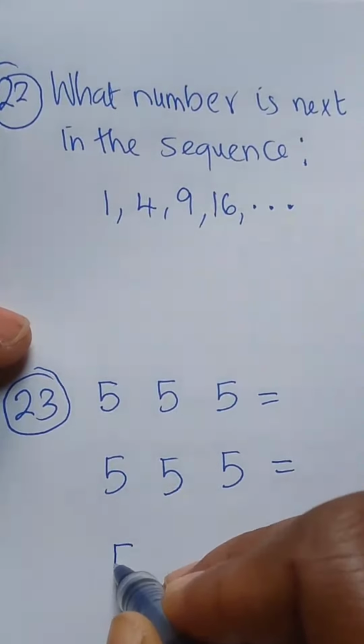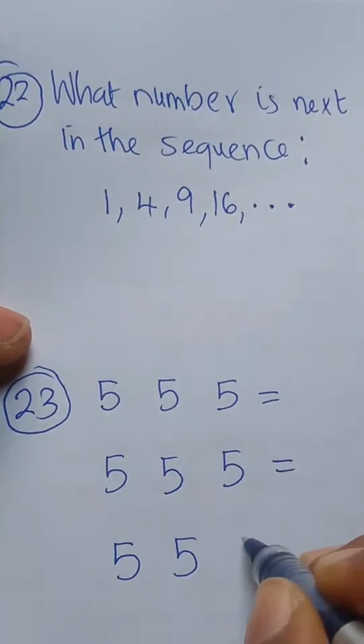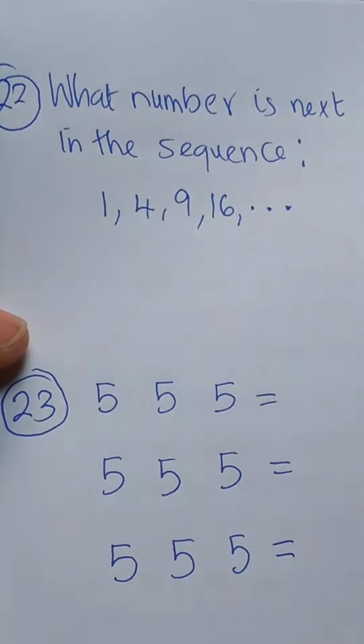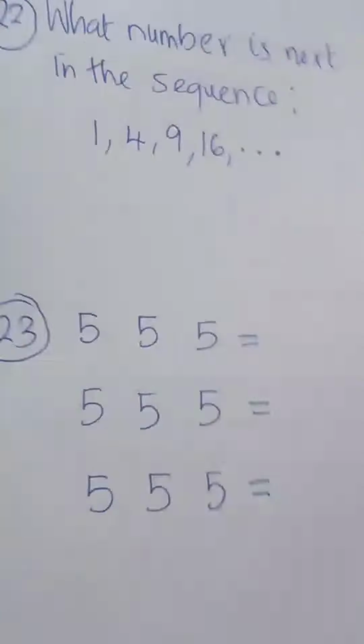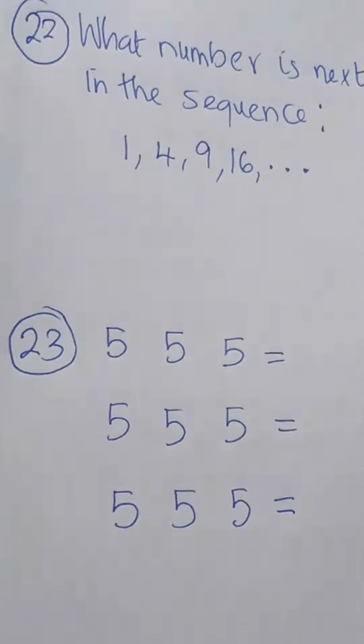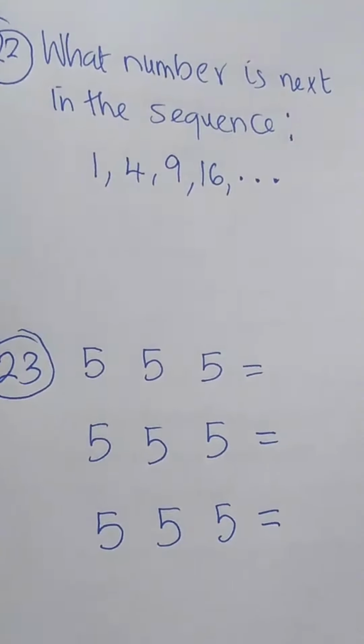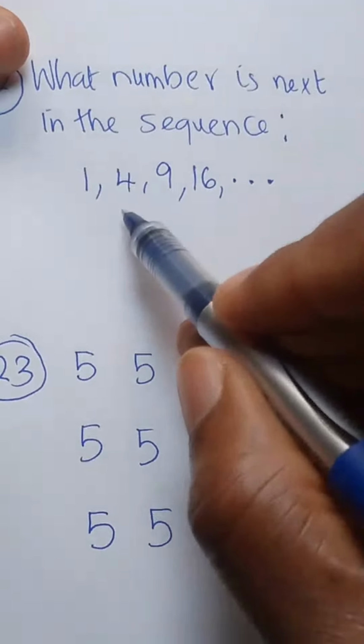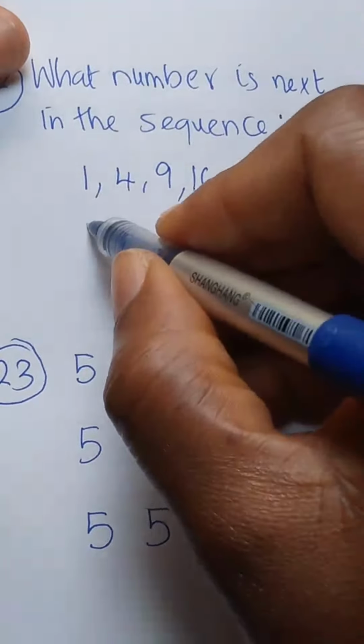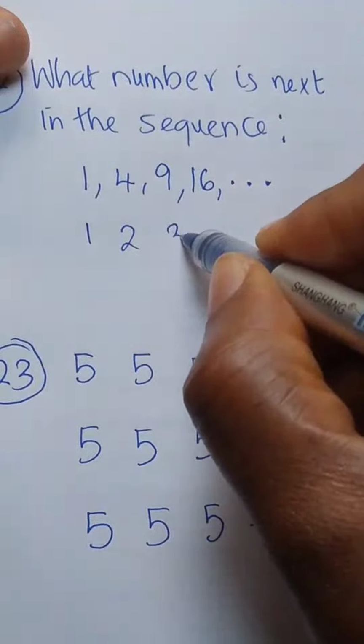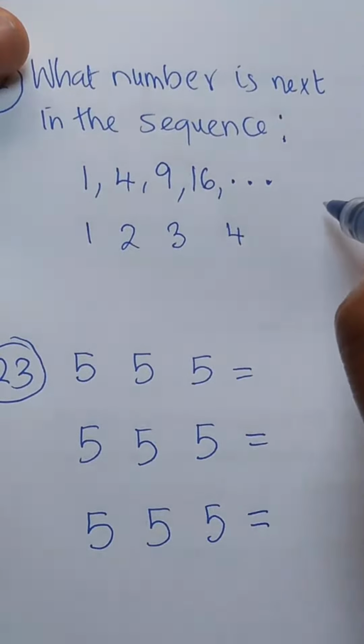You can even add a big number, equate it to 0 and still find a way around it. All right. So, answers, no answers. I'm solving this. Now, what number is next in the sequence? 1, 4, 9, 16. Okay, we consider 1, 2, 3, 4.